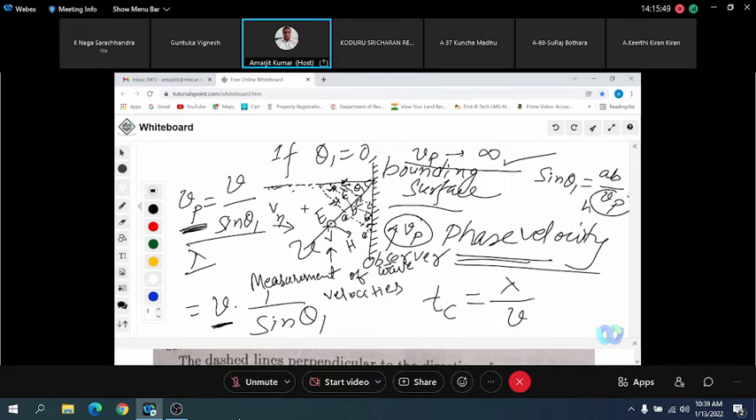Okay, this is the material. This is the bounding surface, and V is the actual velocity in the material. And phase velocity is not the actual velocity. This is the velocity an observer measures while sitting at the bounding surface. So do not be confused. This is not the actual velocity.